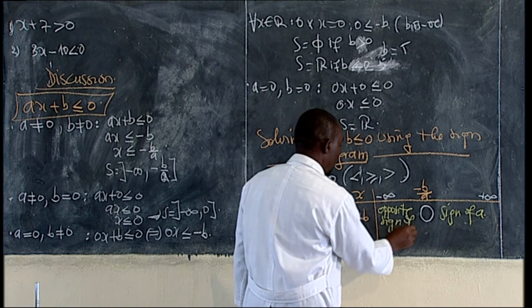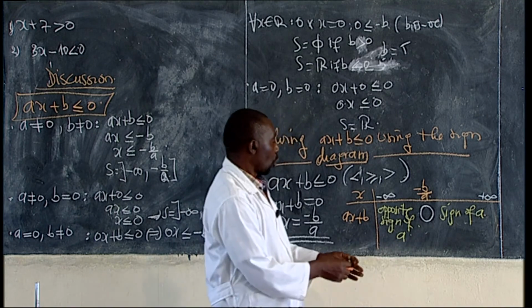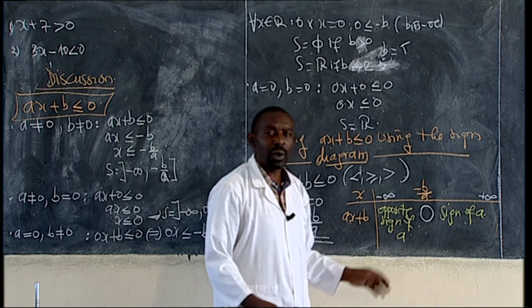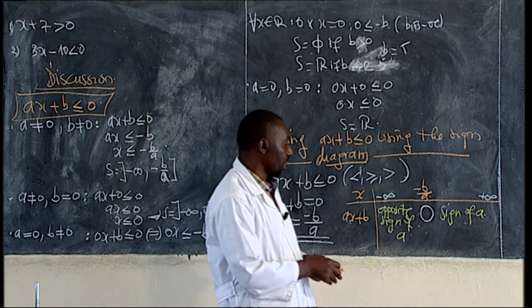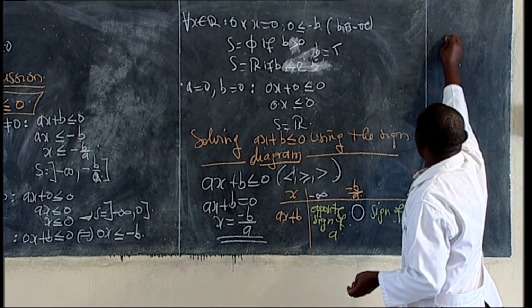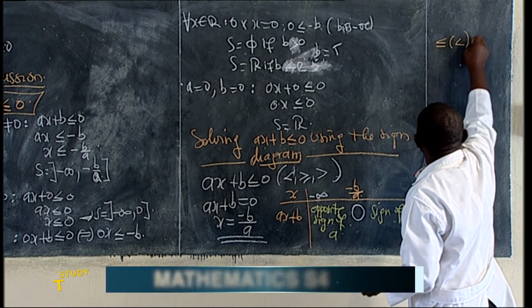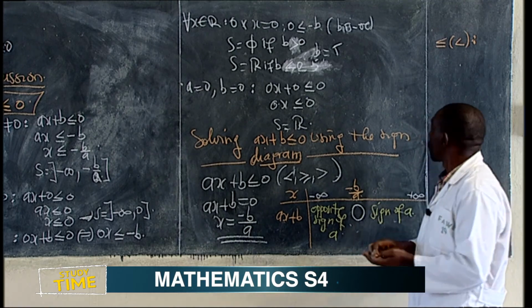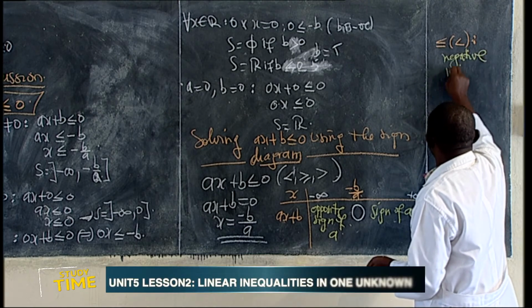Sign of A. Then, when you have all of this, you may have a negative interval and a positive interval. It depends on the coefficient of x. In the case you have this kind of inequality, less than or equal or less than, you are going to take the negative interval.